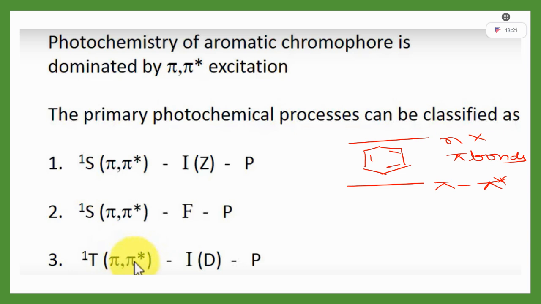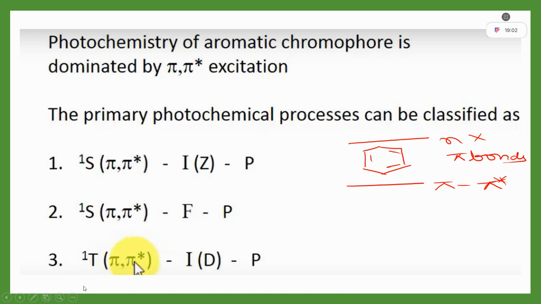So, the primary photochemical process can take place in three ways. First is your benzene in the S0 ground state. It can go into the singlet excited state, right? And that singlet excited state can lead to formation of an intermediate in zwitterionic form, that is Z. Basically here positive and negative charges will be involved and give you the product. This is one possibility. Another possibility is that from the singlet excited state it will follow the funnel procedure and it can lead to formation of product P.